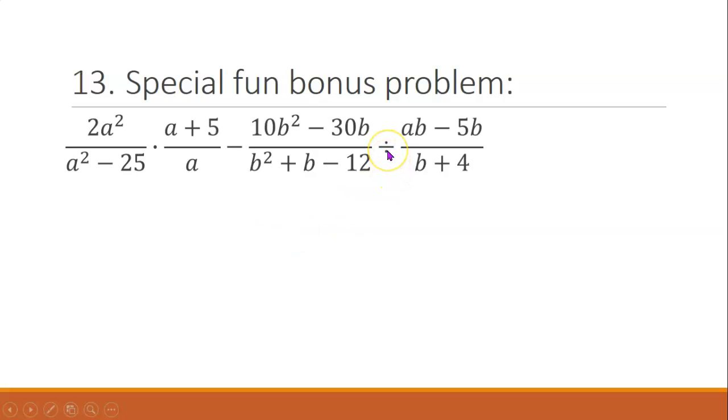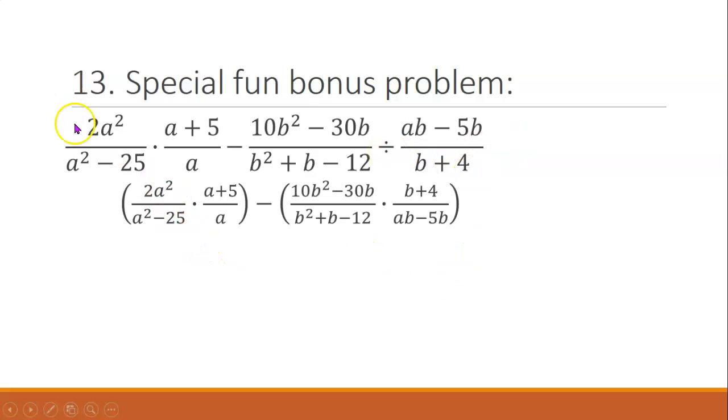And when we're doing a division, remember how we do that? We change that into the multiplication of the reciprocal. So, leaving the subtraction for later, we've got ourselves two multiplication problems. 2a squared over a squared minus 25 times a plus 5 over a minus 10b squared minus 30b over b squared plus b minus 12 times b plus 4 over ab minus 5b.